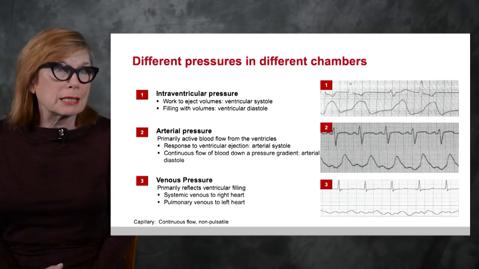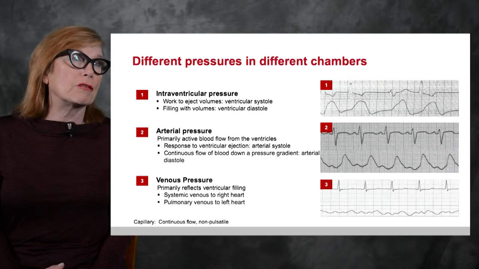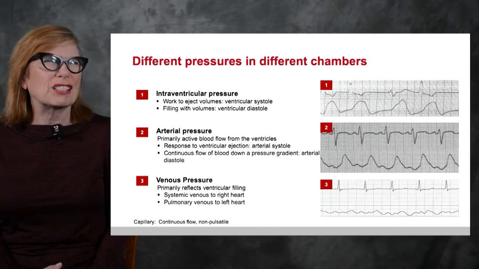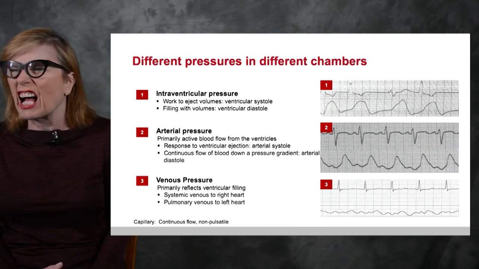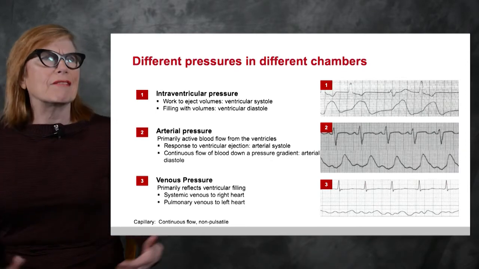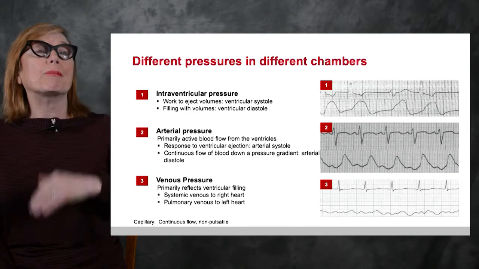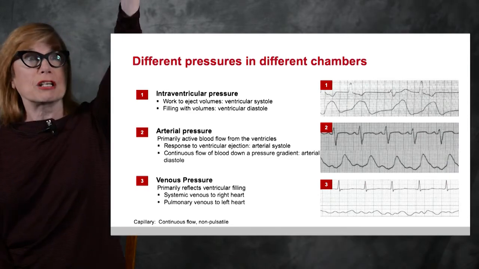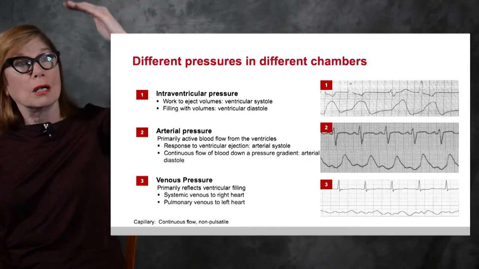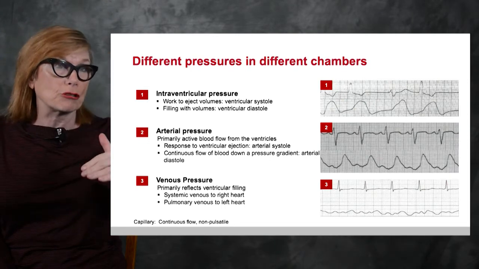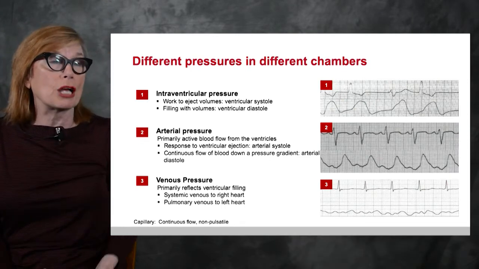0 equals atmospheric pressure. So we live here in Georgia. Our atmospheric pressure is somewhere around 748 millimeters of mercury, which we call 0. And any pressure that the patient generates above 0 is what we measure as their pressure. But patients can also have pressures less than 0 in certain chambers.